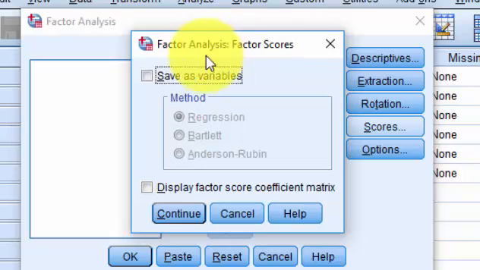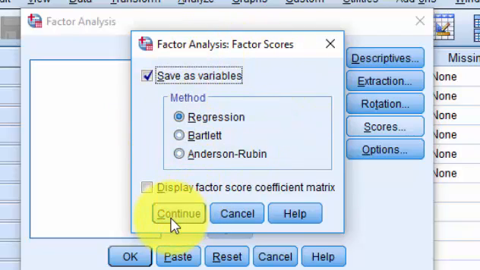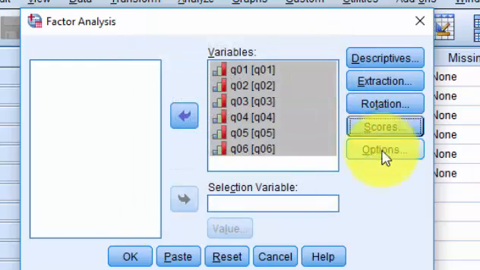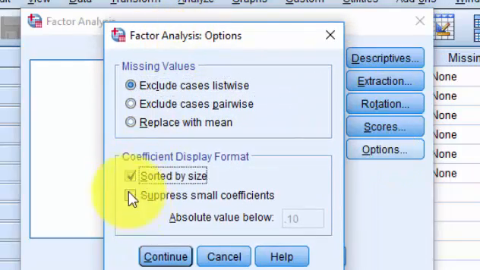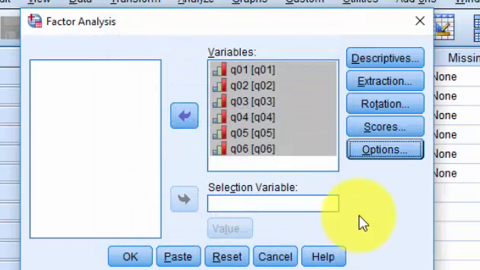Scores. We're going to save the new factors as variables. They're going to be full of weird numbers, which then you can use these new factors as a regular variable. And options, we always want them in order of size, and we want a minimum of 0.4 loading. If they don't load or, you know, be correlated to the rest of the questions in the factor at 0.4, we don't want to use them.